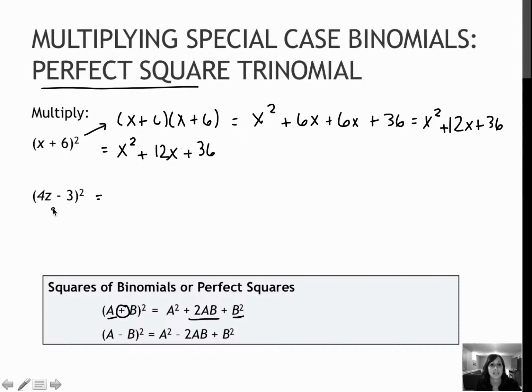It's exactly the same for a minus in between, except that the second term will be a negative. So again, I'm going to square this, 16z squared. I squared the number and the variable. I multiply these two together to get 12z, and then I double it to get negative 24z. And again, when I multiplied, I actually got a negative there. And then a minus 3 and a minus 3 gives me plus 9, and that's my final answer.